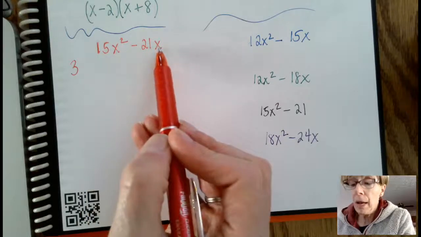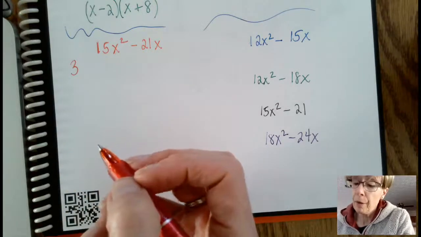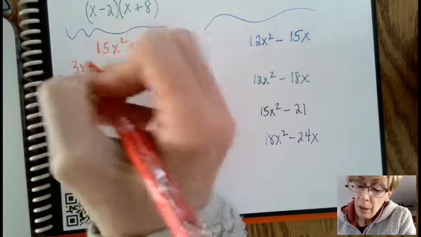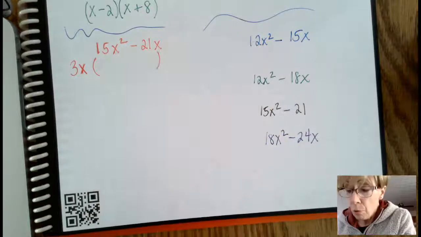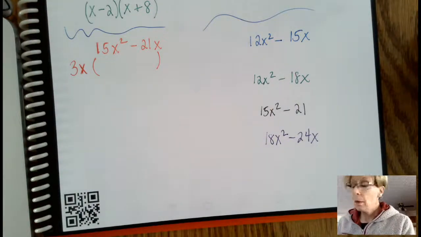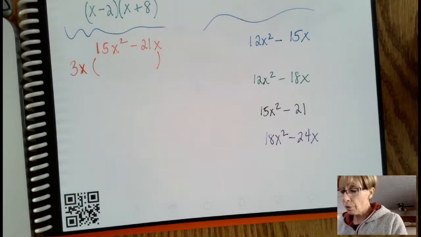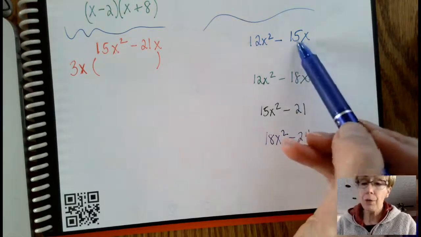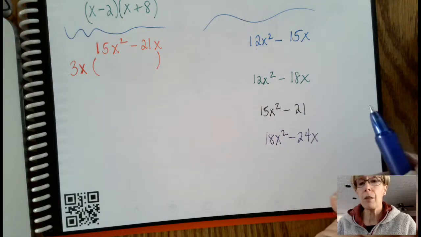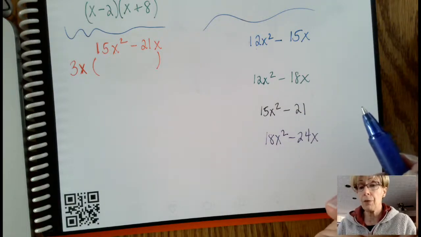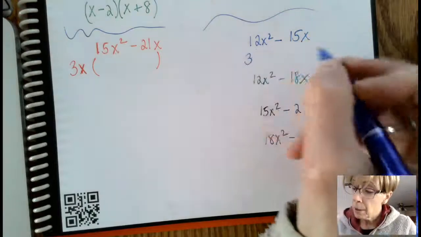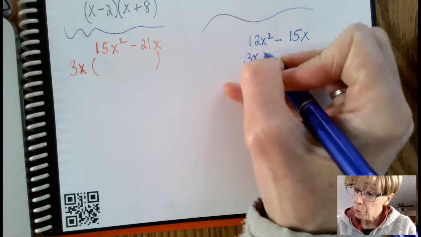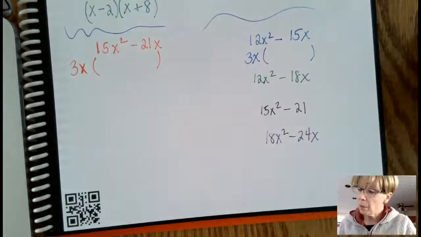Between x squared and x, we also have a greatest common factor. It is the lowest exponent, so it's going to be 3x. And again, we don't need to do the rest of that. But as we take a look at our answers over here, between 12 and 15, the biggest number that divides into both 12 and 15 is 3. Between x squared and x, it's the lowest exponent, which is x. And it looks like I might have gotten lucky here.